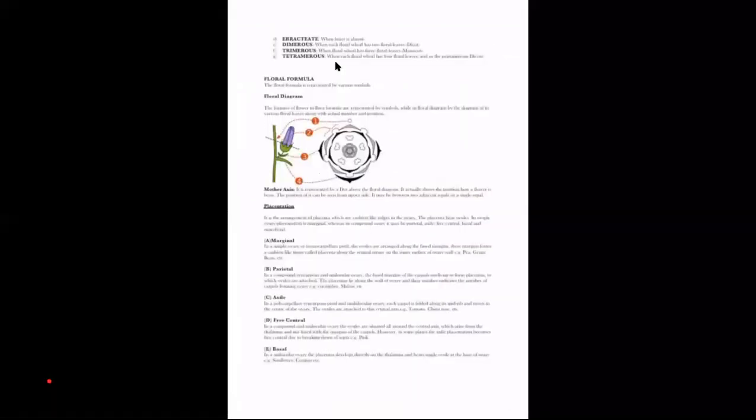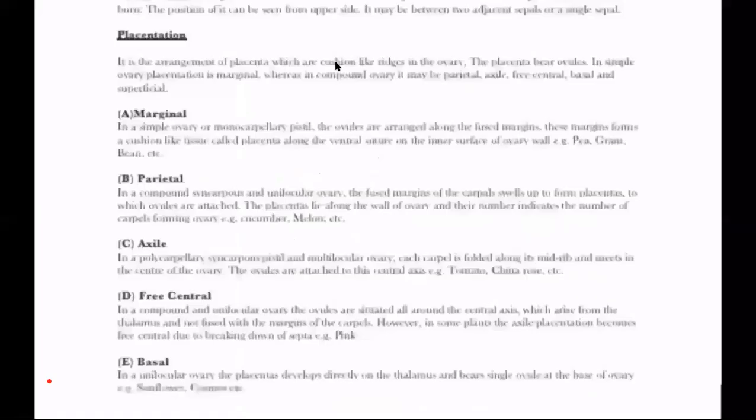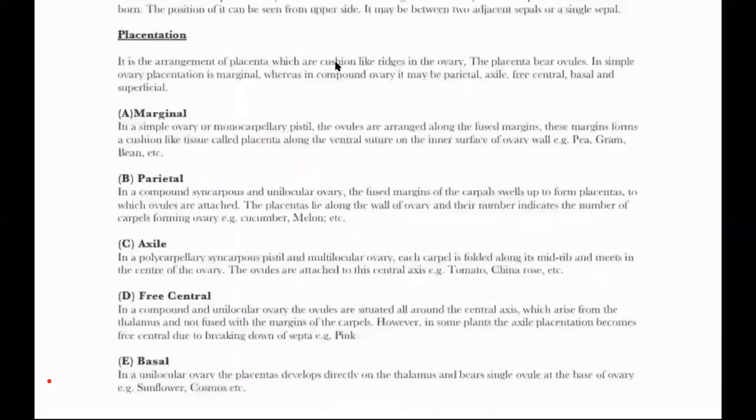And lastly, the basal. Basal is when in a unilocular ovary, the placentas develop directly on the thalamus and bear a single ovule at the base of the ovary, such as a sunflower. Look at this. Okay?